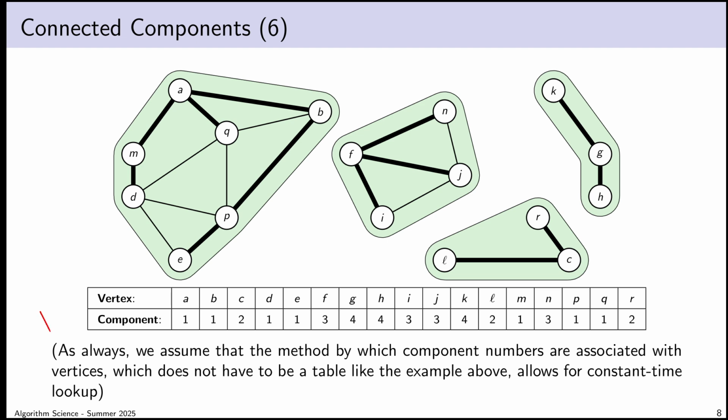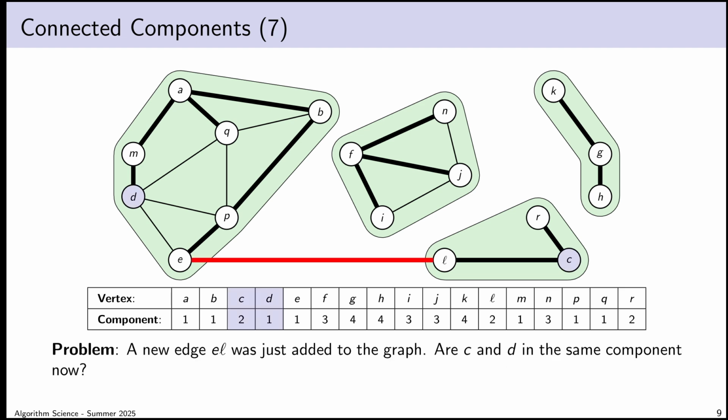Okay, well, here's the slide saying the thing that I just said. There are lots of different ways of storing this data, but there are definitely ways of doing it that allow us to use constant time lookups. So whether I use a table, or whether I just tag each vertex using some field, it doesn't make much of a difference, because there definitely are ways to achieve this in constant time.